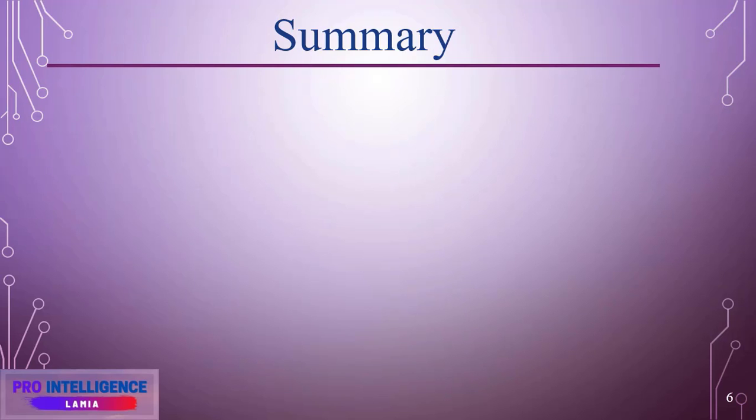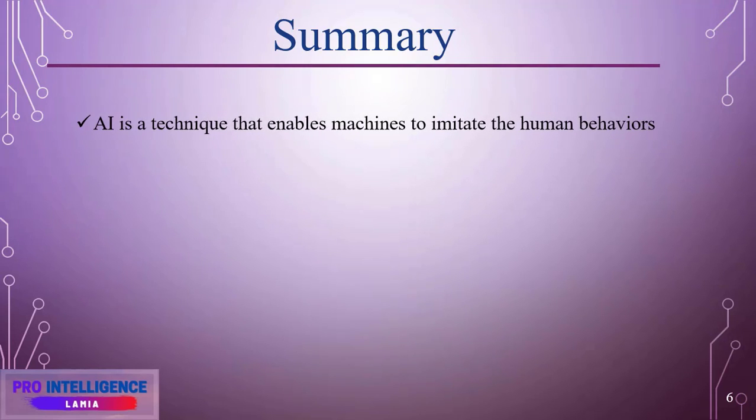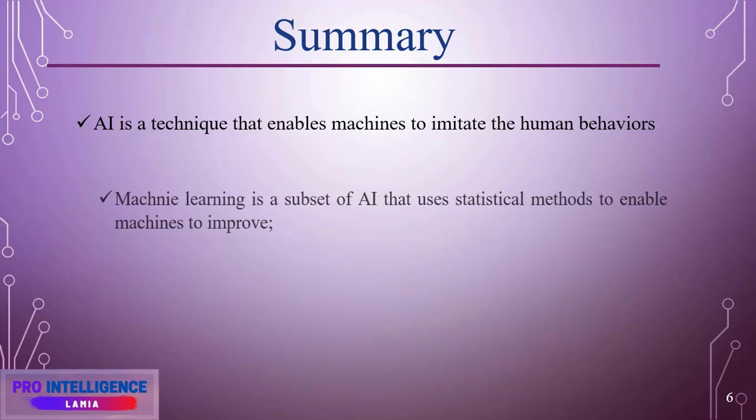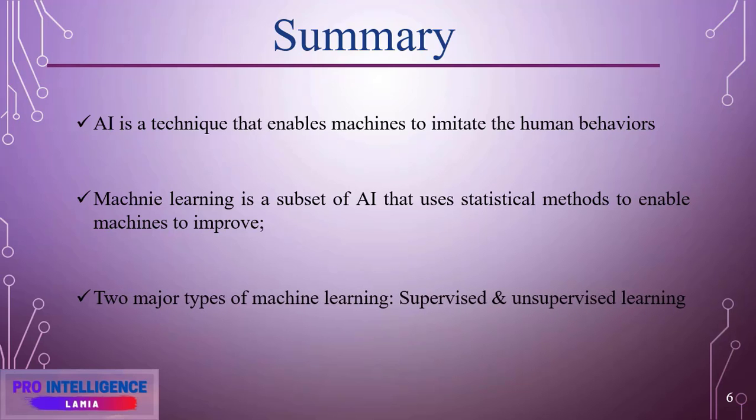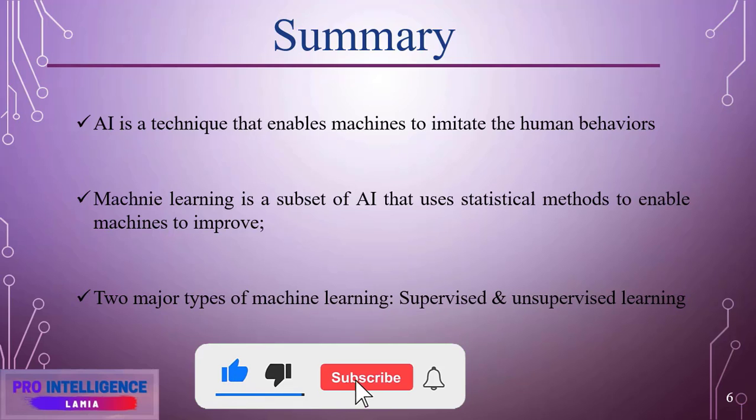Let's summarize what we have learned. Artificial intelligence is a technique that enables machines to imitate the human behaviors. Machine learning is a subset of artificial intelligence that uses statistical methods to enable machines to improve. There are two major types of machine learning, the supervised and the unsupervised learning.